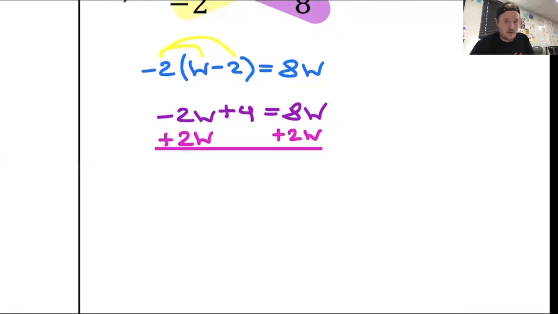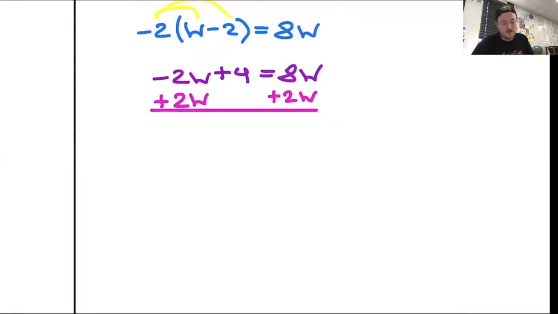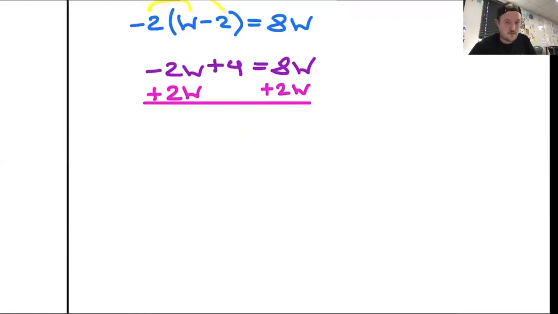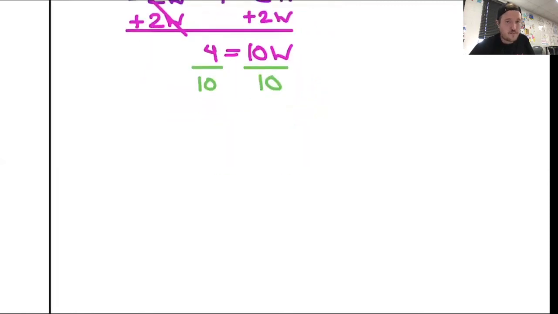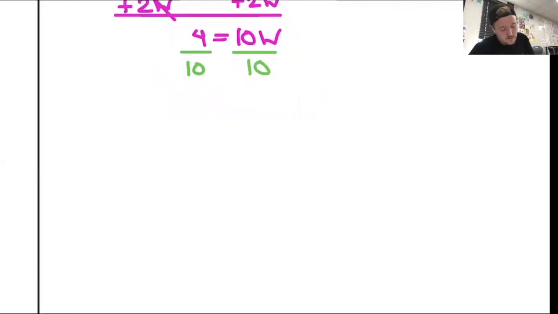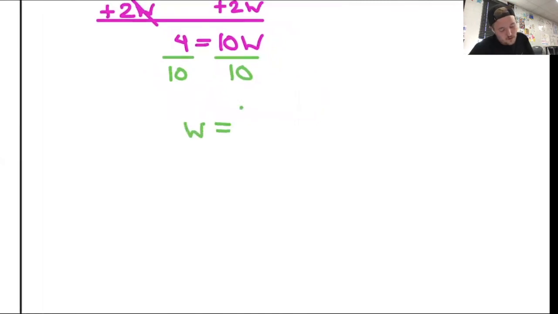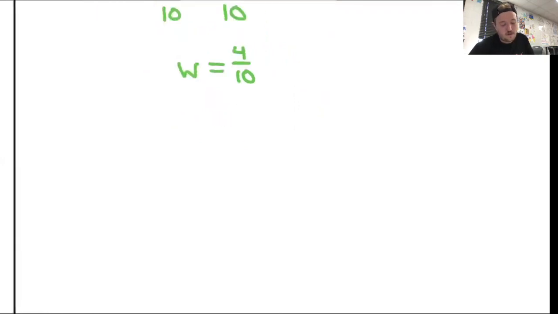Think of it like a counterbalance. What you do to one side, you have to do to the other. I'm sure your math teachers in the past have told you that countless times. Okay, so here these will zero out. So I have 4 equals 10w. I'm going to divide by 10. So once again, these aren't divisible, but that's okay. So I'm going to skip a couple steps. So I'm going to go to 4 over 10. Simplify, and you get 2 over 5.